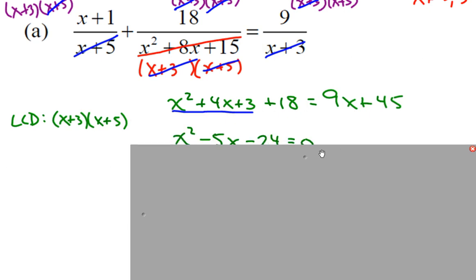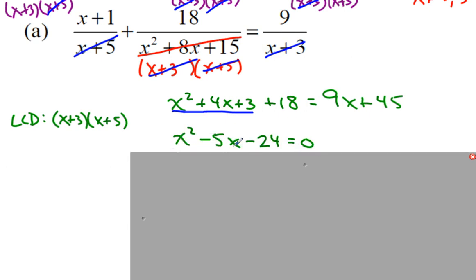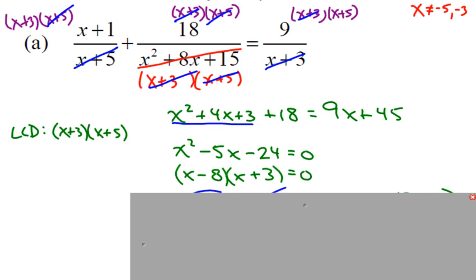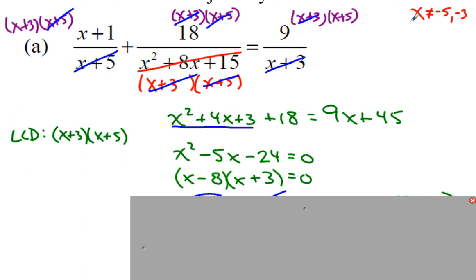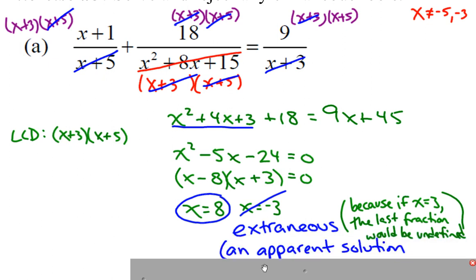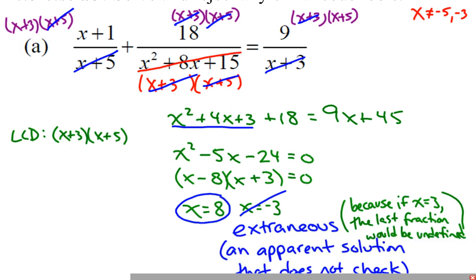Alright, I'm going to get a 0 on one side. This is nice and factorable. X minus 8, x plus 3. Bring my screen up just a little bit so I can see these numbers in the top hand corner here. Alright, it looks like my answers are 8 and negative 3, but I'm going to reject x equals negative 3 because that is one of those numbers that I said would cause me to divide by 0. Okay, so we call that extraneous.